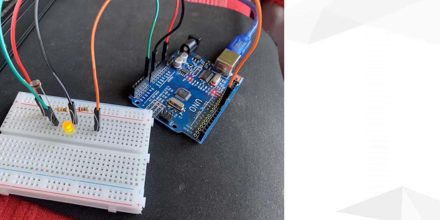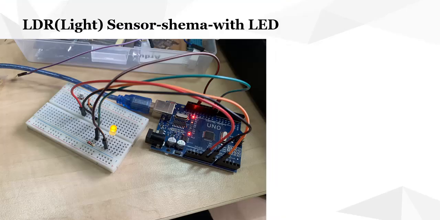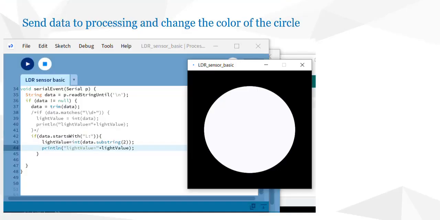On this picture you can see what that looks like in reality. We will add a diode and a 22 ohm resistor. In the Processing application, when you start it, you can see this.